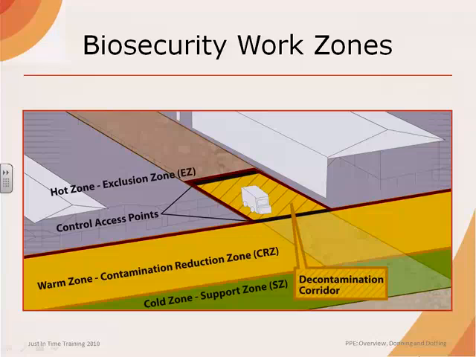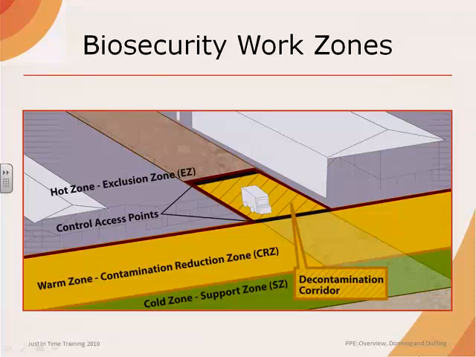The warm zone, or contamination reduction zone, is also considered a high-risk area due to the potential for exposure to pathogens and chemical disinfectants. All personnel are required to wear PPE. The decontamination, or decon, corridor is the area between the hot zone and the warm zone. Decontamination of personnel and disinfection of equipment occurs here. Entry and exit into the hot zone occurs through control access points along this corridor.